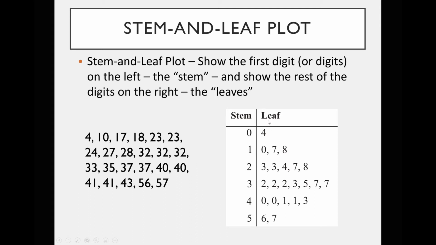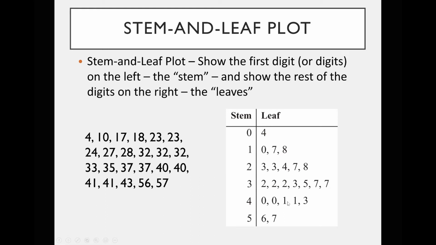And to the right are the leaves. So here we have the stem of 0 and the leaf of 4. That's this number 4. Then we have 10, 17, and 18. So it's almost like a shorthand where we're putting the tens on the left so we don't have to include that 1 each time. Then we can see we have 23, 23, 24, 27, 28, 32, 32, 32, 33, 35, 37, 37, and so on.